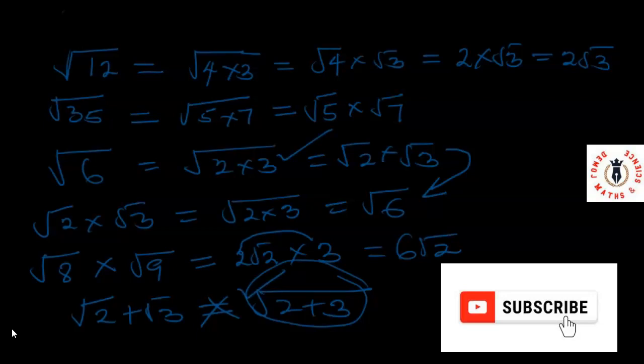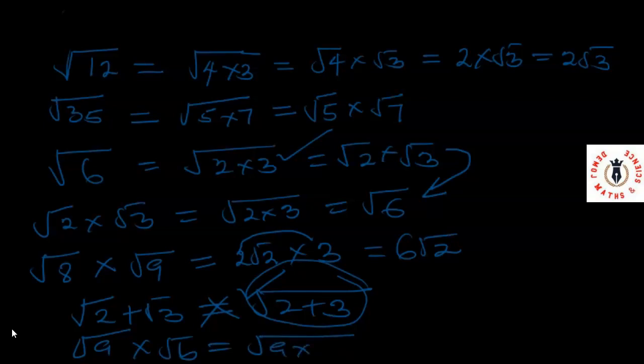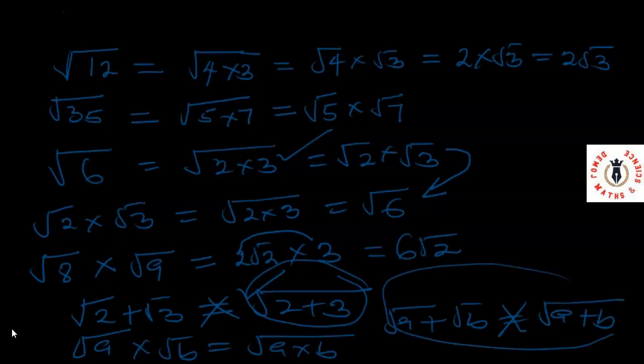So as a rule of thumb, we should know that the root of A times the root of B is the same thing as the root of A times B. But the root of A plus the root of B is not the same thing as the root of A plus B. I would like you to take note of that. Now, let's get started with our solved examples on multiplication of surds for today.